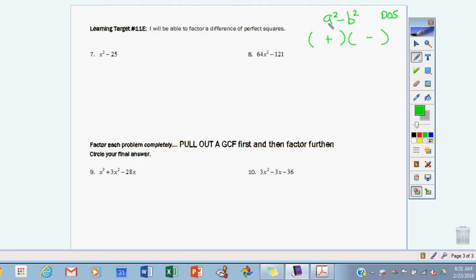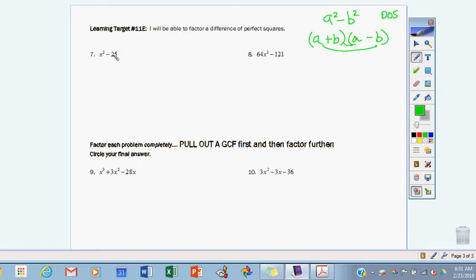So what do we got? The square root of a squared is a. The square root of b squared is b. So the square root of a squared goes here, the square root of b squared goes there, and that's the exact same thing that's happening when you go over here. And if you do FOIL, hopefully you'll realize the outside and the inside will cancel, so you will be left with a squared minus b squared.